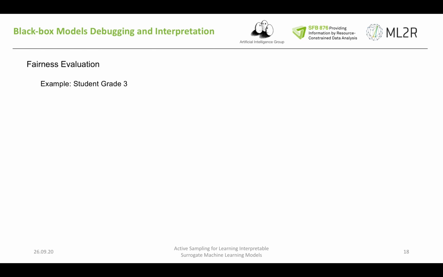The third aspect is with regard to fairness evaluation, where we want to use the decision tree to detect whether the decision of the black box model is influenced by some of the prejudiced features that are in the data set. For the case of the student grade, we want to predict the grade of the students, and the gender feature is considered as the sensitive information.